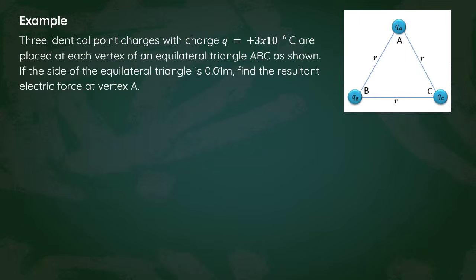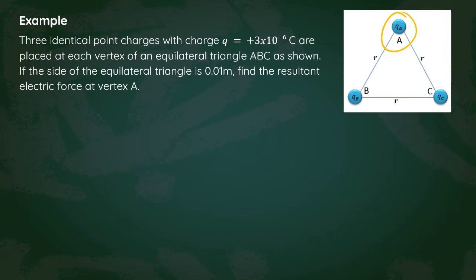Another sample problem. So we have here 3 identical point charges with charge Q equal to positive 3 times 10 raised to negative 6 coulombs placed at each vertex of an equilateral triangle ABC as shown in the illustration. If the side of the equilateral triangle is 0.01 meters, find the resultant electric force at vertex A. So we need to solve for the force exerted at vertex A, which is your particle QA.